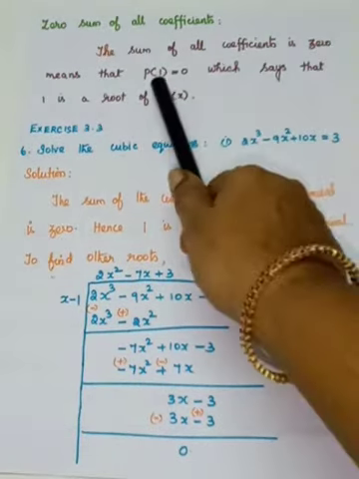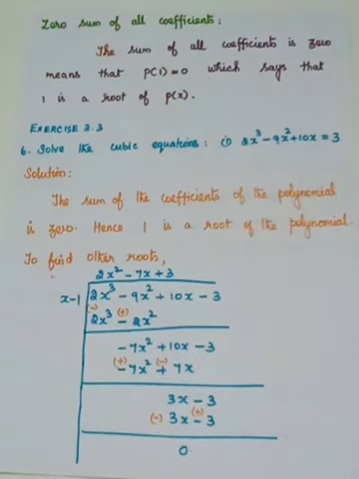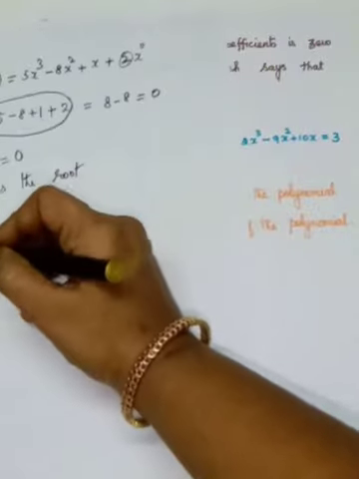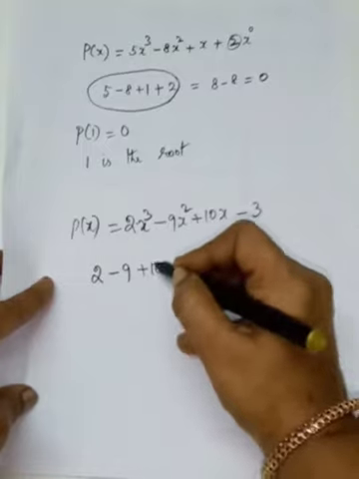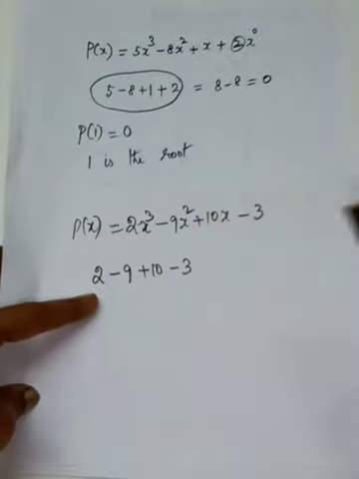3.6 first subdivision. 2x cube minus 9x squared plus 10x equal to 3. You bring this 3 to the other side, so it is minus 3. What is your polynomial P of x? It is 2x cube minus 9x squared plus 10x minus 3. So see the coefficients: 2 minus 9 plus 10 minus 3.